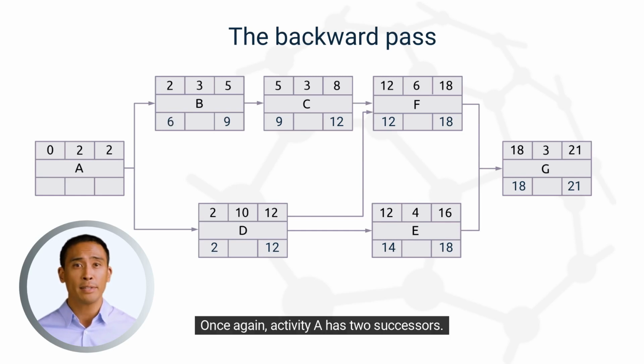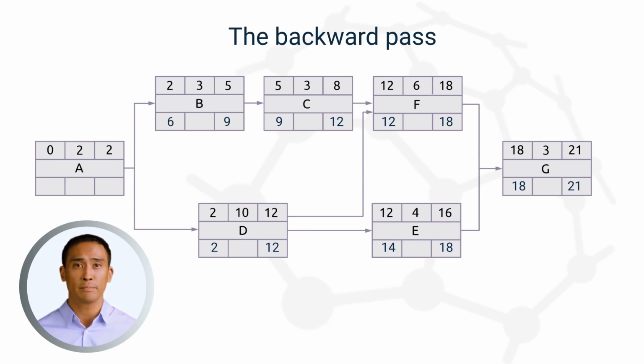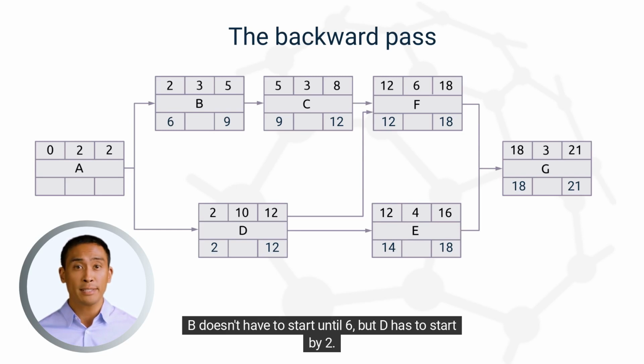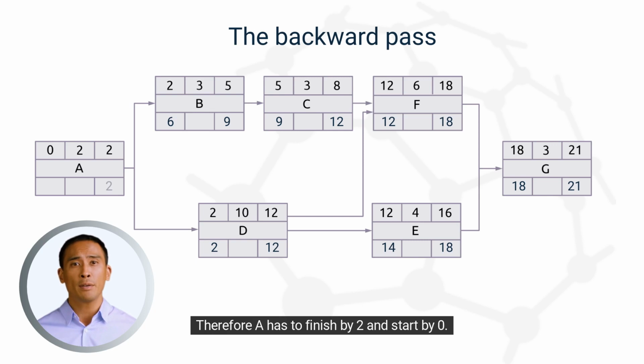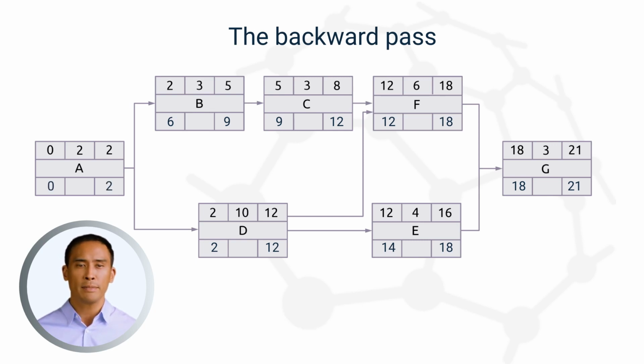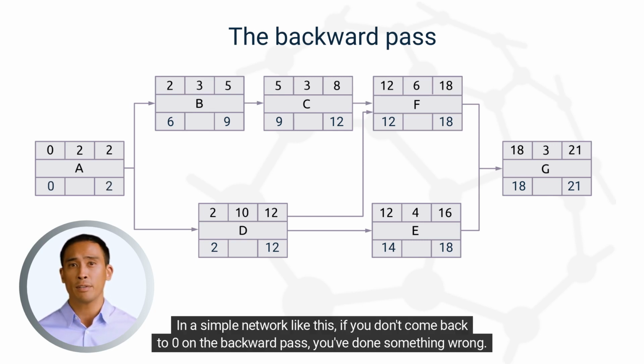Once again, activity A has 2 successors. B doesn't have to start until 6, but D has to start by 2. Therefore A has to finish by 2 and start by 0. In a simple network like this, if you don't come back to 0 on the backward pass, you've done something wrong.